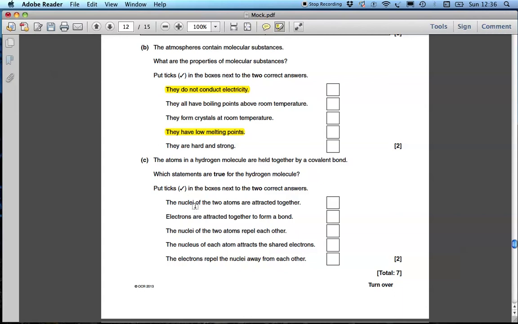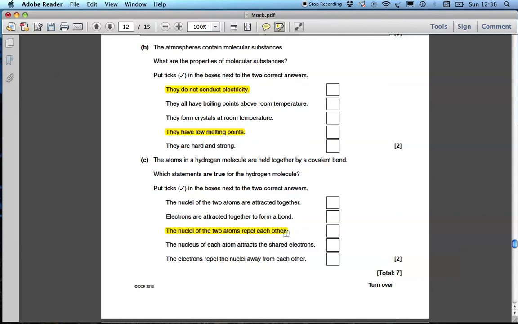The nuclei of two atoms are attracted together. That's incorrect because the nucleus is positive, so two positive things are not going to attract each other. Electrons are attracted together to form a bond. That's also incorrect because electrons are negative, so they will not attract one another, they will repel one another. The nuclei of the two atoms repel each other.